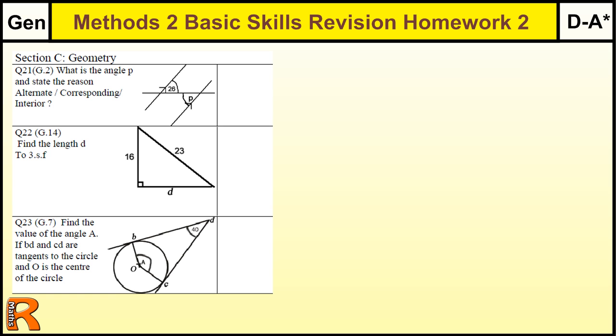Question 21 to 23. Question 21, a nice basic grade D question. You've got to know one of these three statements: alternate angles are equal, corresponding angles are equal, or interior angles add up to 180. So what is P? Well, this shape here is a Z shape, and that is the rule that they are alternate. So alternate angles are equal tells us that P equals 26.